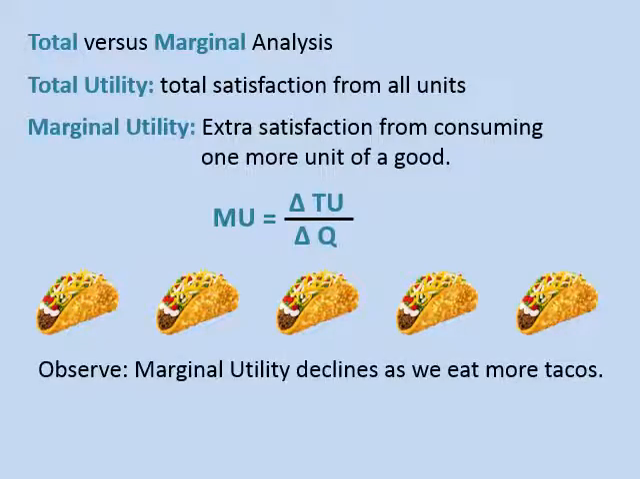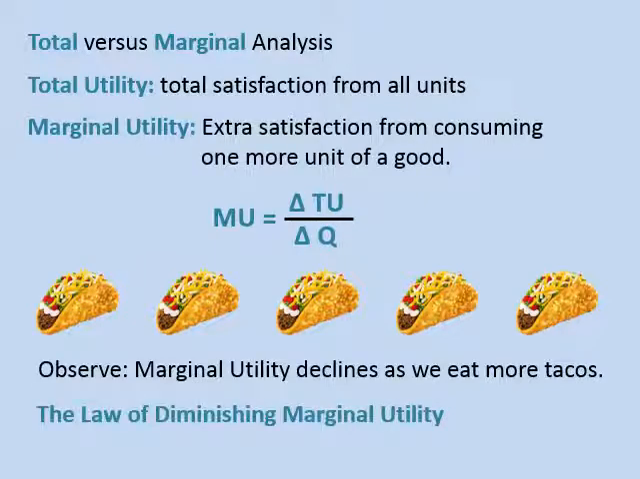One thing we're going to observe is that the marginal utility declines as we eat more tacos. The first taco is worth more to us than the second, which gave us more utility than the third, and so on, because we're less hungry as we eat more of them. The concept of the marginal utility declining as you consume more of a good is called the law of diminishing marginal utility.